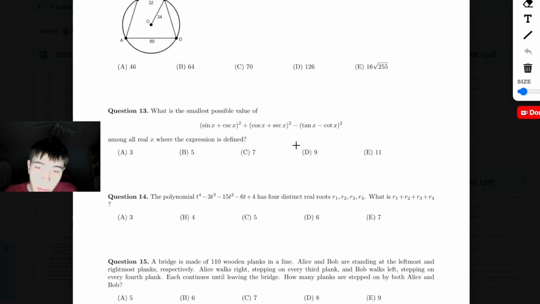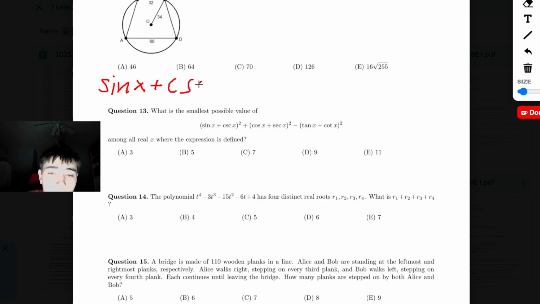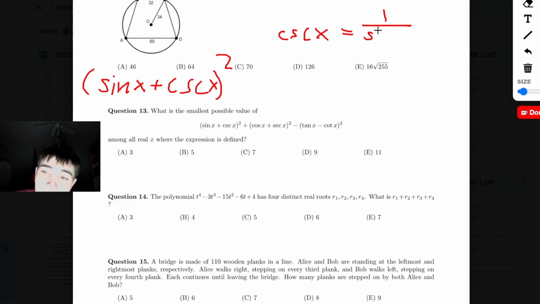Okay, now question 13. This is kind of a difficult one because you need to know some trigonometry, and you need to know not just a little bit, you need to know quite a few things about it. So sine of x plus cosecant of x. Let's just look at that squared. Okay, so cosecant of x equals 1 over sine of x. That's an identity that you should know, right?